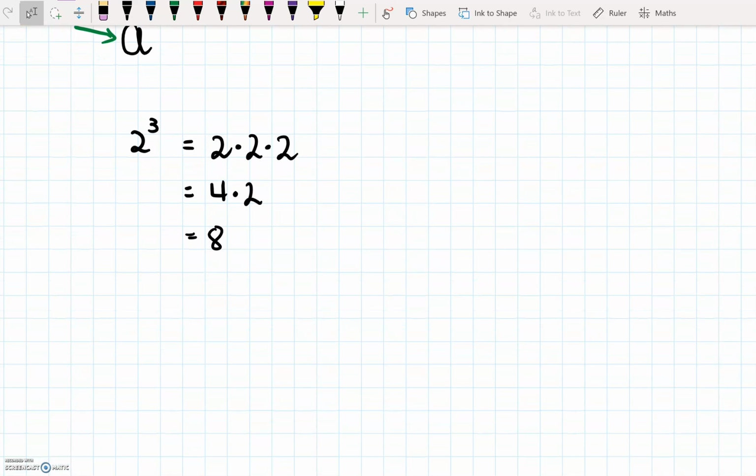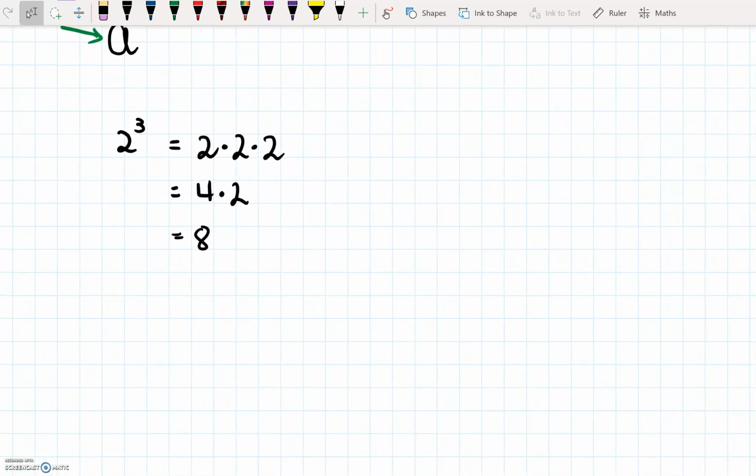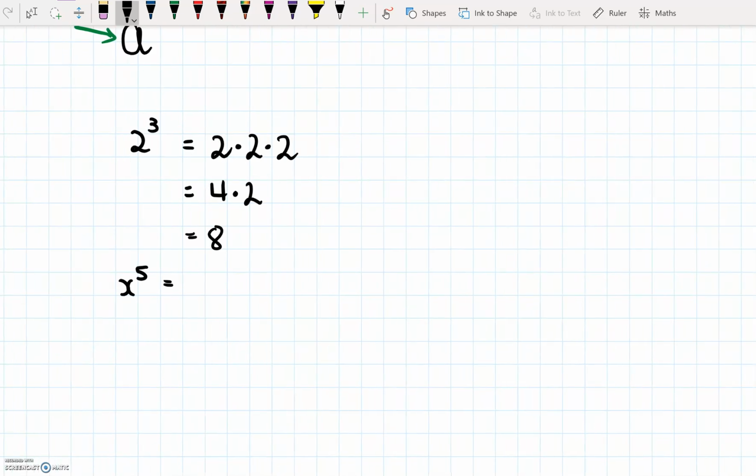All right, if we have something like x to the power of 5, what that means is x multiplied by itself 5 times. So we have x times x times x times x times x, 1, 2, 3, 4, 5. So we've got 5 of them.